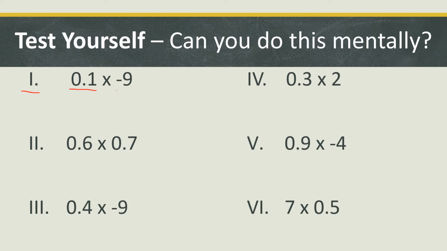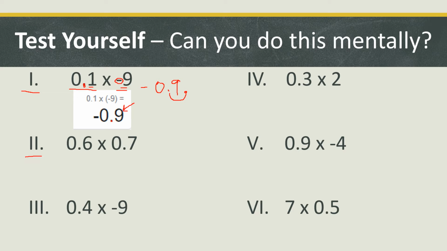0.1 multiplied by -9. So first you multiply 1 by 9, we'll get 9. Now there was one digit after the decimal point, so there must be one digit after the decimal point in the answer as well. So our answer therefore is -0.9. So we cannot forget the negative here, and there is one digit after the decimal point.